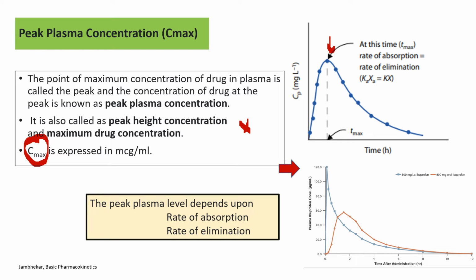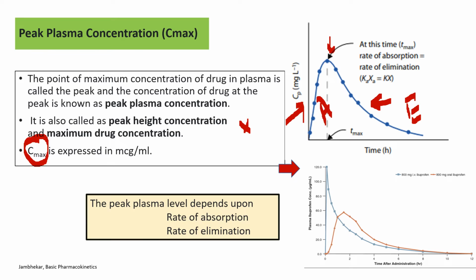The portion of the curve to the left of the peak represents the absorption phase. That is what I mentioned. This is the absorption phase, where the rate of absorption is greater than the rate of elimination. So this is the point where absorption is more than elimination. The section of the curve to the right of the peak generally represents the elimination phase. This is absorption, and this is elimination. In this condition, the rate of elimination exceeds the rate of absorption.